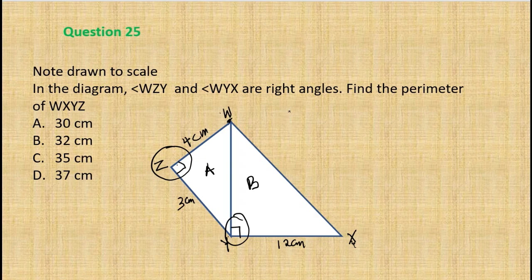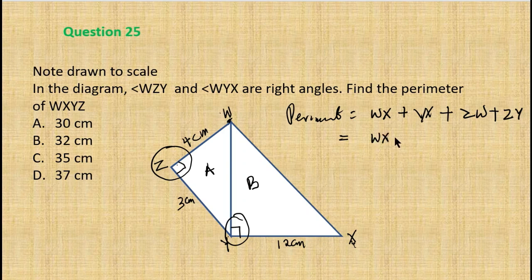Now, to find this perimeter, our perimeter will come from WX plus YX plus ZW plus ZY. That will be equal to WX, which is unknown, so we write it as WX, plus YX, or XY, that's 12, plus WZ, that's 4, plus YZ or ZY, that's 3. Now, the challenge is to find WX first.